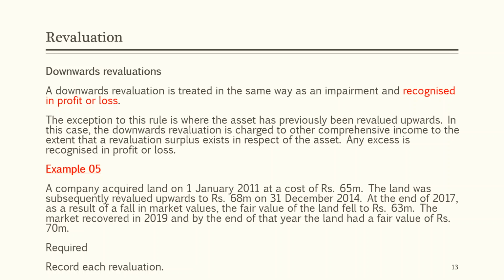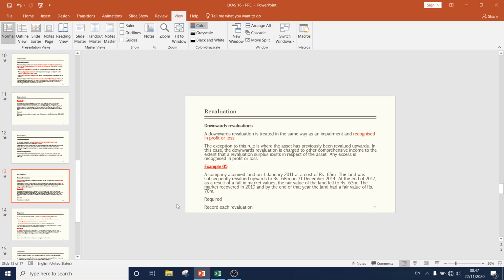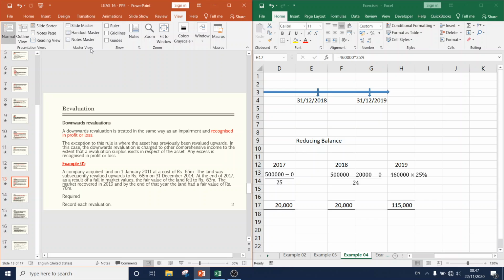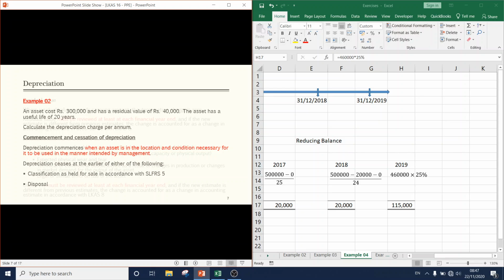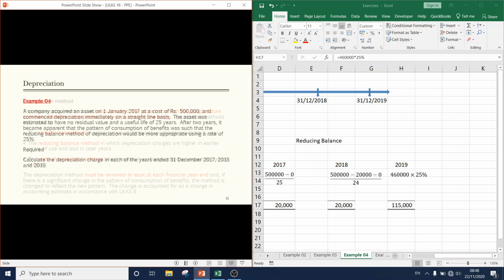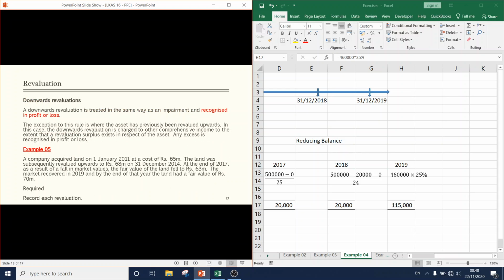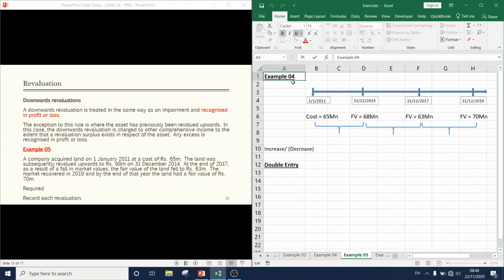So we have an example. Example number 5, on revaluation. A downward revaluation is treated in this way. A company acquired land on 1st of January 2011. On this date, the company acquired a land.